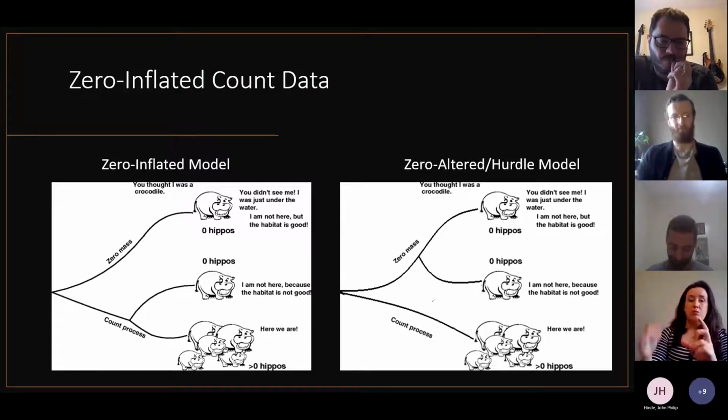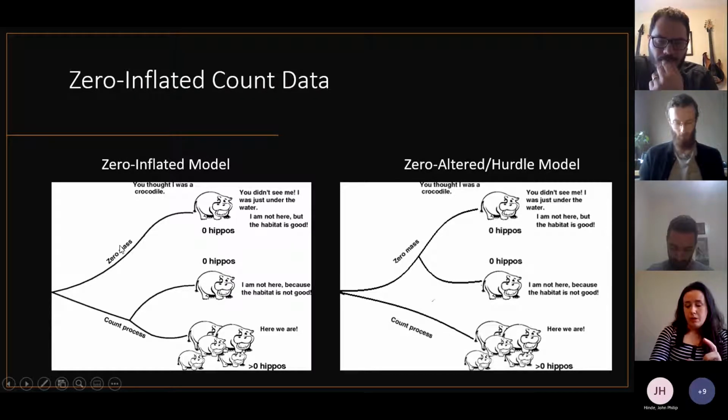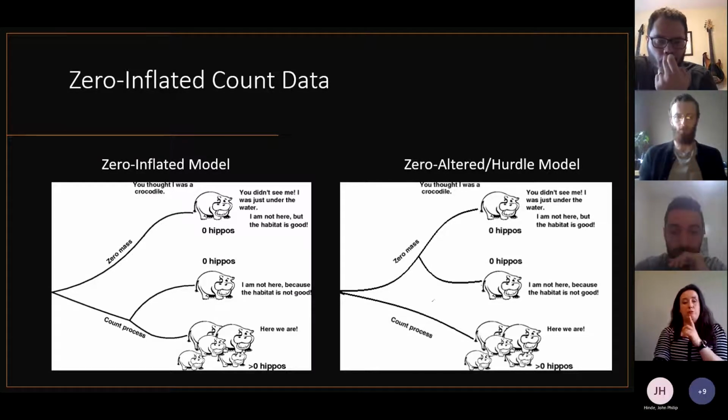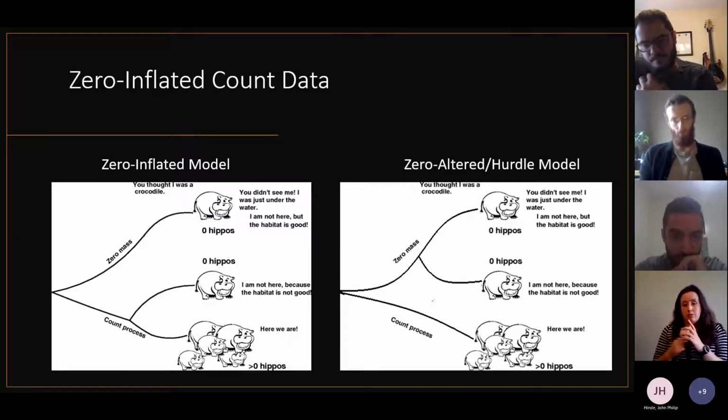So in the case of the zero-inflated model, we have our zero process, which is on the top, and that produces only the false zeros. And then we have our count process on the bottom, and that can produce positive counts, but also the true zeros.